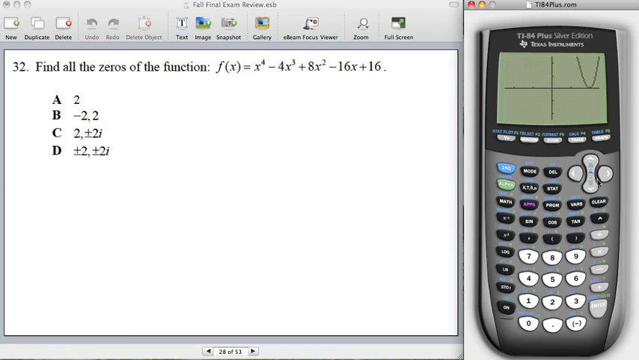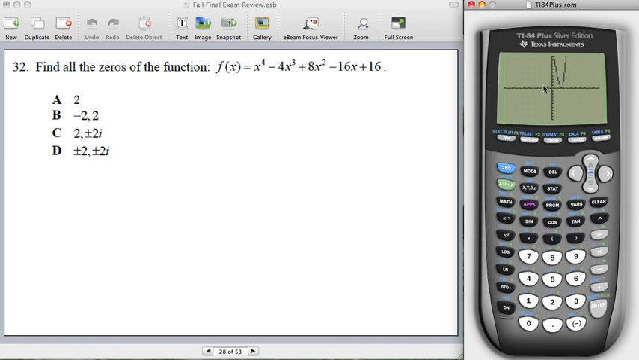I'm going to go ahead and zoom out. So I'm going to hit zoom and then 6 to get a full picture of what it looks like. Well, that didn't really do much. Okay, so if you look at this graph, you have a 0 at positive 2, which means you have a multiplicity of 2 at positive 2 since it bounces back.